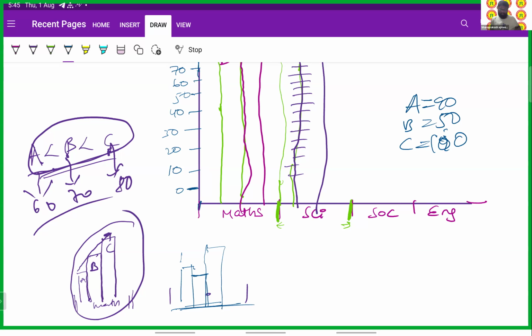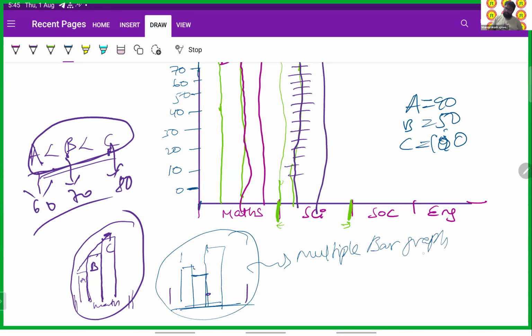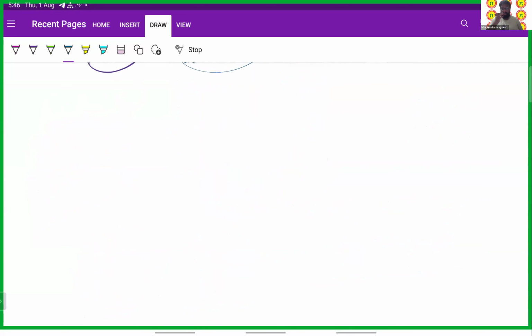So this is called a multiple bar graph. Any confusion in how to draw a bar graph? No, sir. Okay, next, let's move to the pie chart.